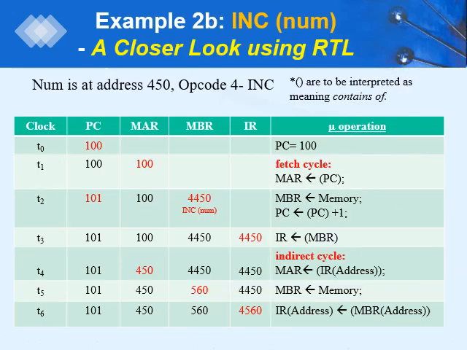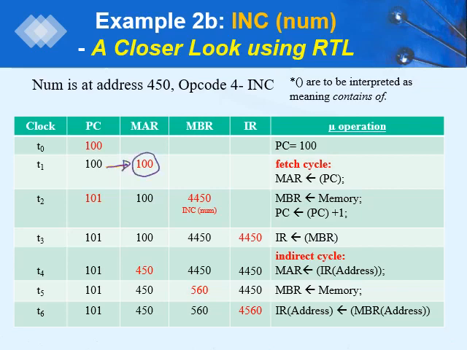We are still in example 2. We are going to have a closer look using RTL symbols in a table to show you the indirect cycle. First, at T0, PC has 100. That is the address of the current instruction that we want to fetch. The fetch cycle starts at T1. So what happens is, the content of PC will be moved to MAR.